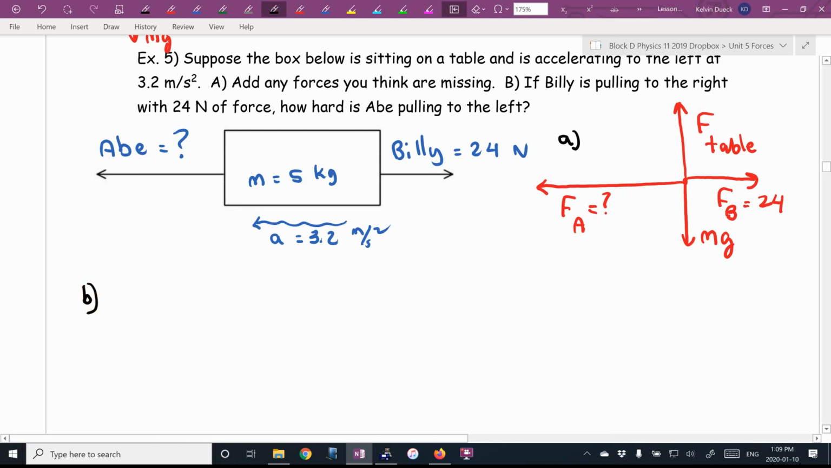Okay. Who's winning? In the vertical direction, who's winning? No one, it's a tie. In the horizontal direction, who's winning? Who's the loser?